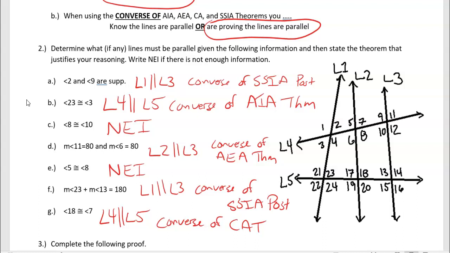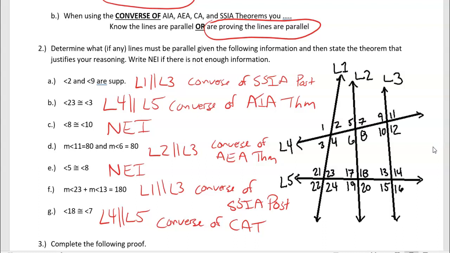So in A, it says 2 and 9 are supplementary. The only type of angles that we care about being supplementary would be SSIAs. So we're hoping that 2 and 9 are going to be SSIAs. When you take a look at 2 and 9, and you look at those intersections, that would be line 1 and line 3 that might be parallel, and line 4 is the transversal. Since angle 2 and angle 9 are SSIAs, that is enough, and that's why I said that the two lines were parallel by the converse of SSIA postulate.